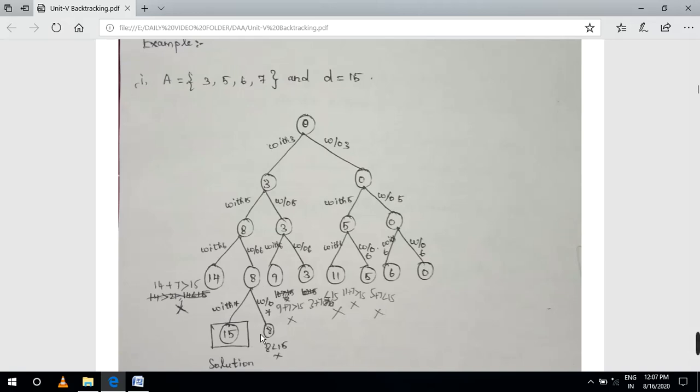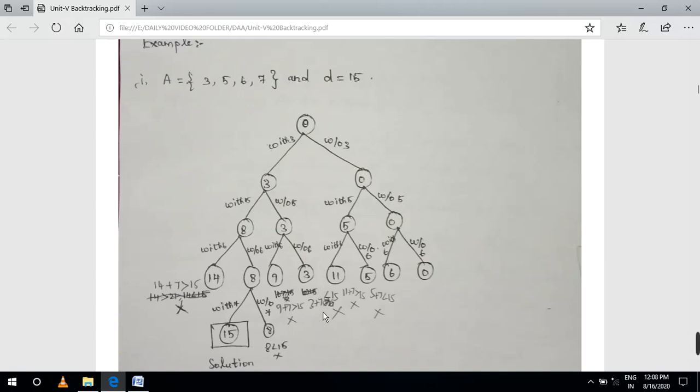Next, without 7 the total is 8. 8 is less than 15, so it is not a solution. Next, with 7 and without 7: 9 plus 7 is 16. 16 is greater than 15, so it is not a solution with 7. Without 7, it is 9 only, and 9 is less than 15, so it is not a solution. Next, go to with 7 and without 7.